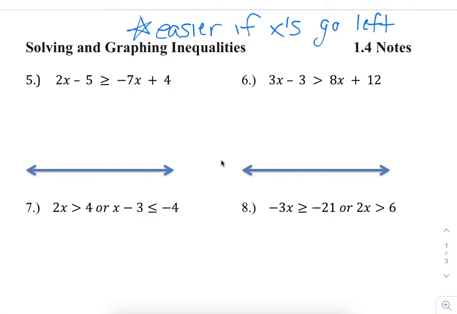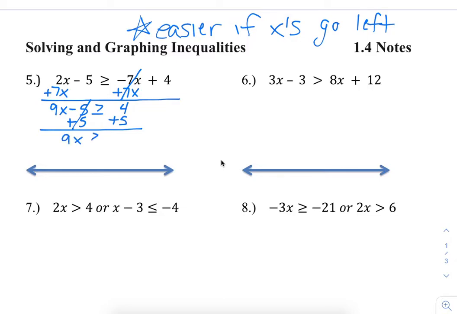All right, so if I was working on number 5, I would say all my x's are going to move left. I'm going to go ahead and get rid of the negative 7x, and I'm going to move him to the left-hand side. I canceled him out by doing the opposite. The opposite of a negative 7x is to add 7x. So now these are gone. 2 plus 7 gives us 9x minus 5 greater than or equal to 4. Canceling off my loner, the opposite of a minus 5 is a plus 5. When I do that, my 5's cancel, and I get 9x is greater than or equal to 9.